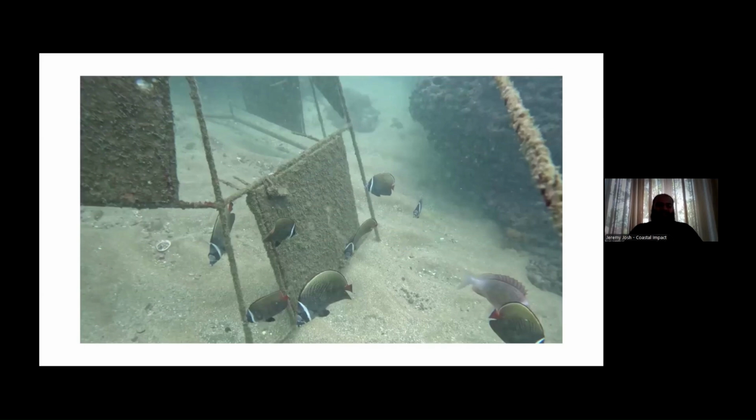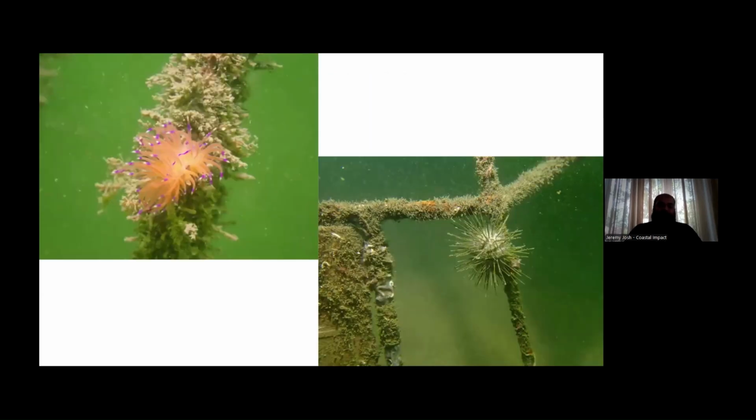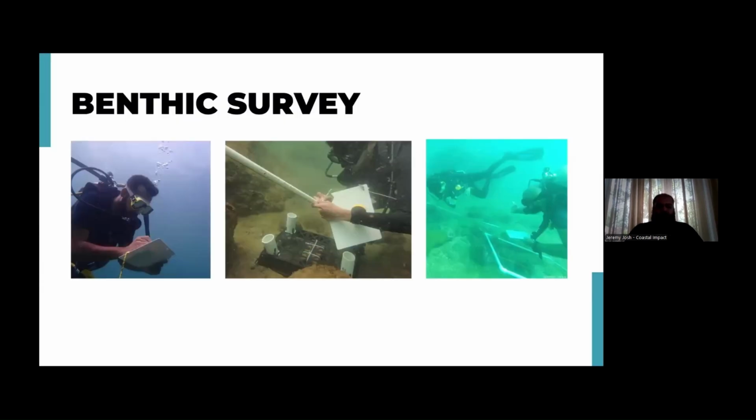They were feeding off the algae that grew on it. There were a lot of invertebrates, nudibranchs, urchins. So it came with its own biota, essentially. Ascidians, sponges, all of these things started recruiting onto these structures.